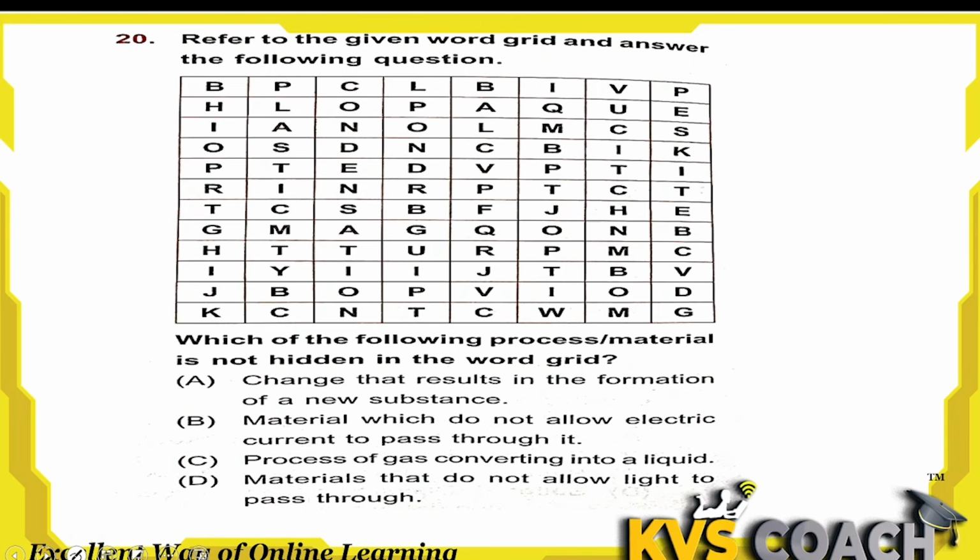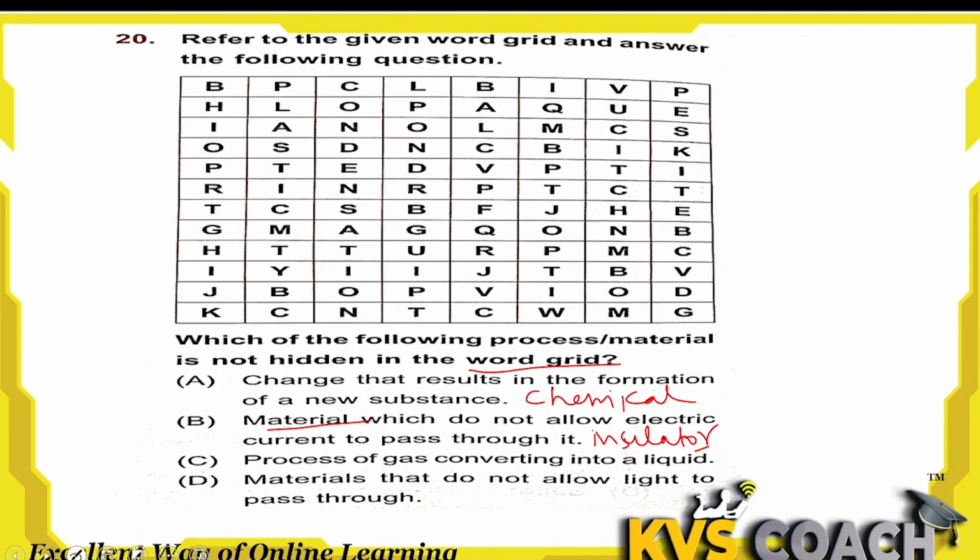Last question refers to the given word grid. Answer the following questions. First, find out which word is not hidden in the word grid. A change that results in the formation of a new substance, that is called a chemical change. A material which does not allow electric current to pass through it is called an insulator.